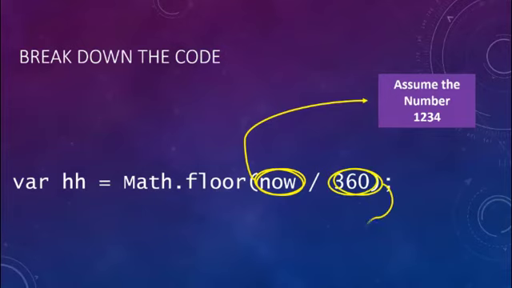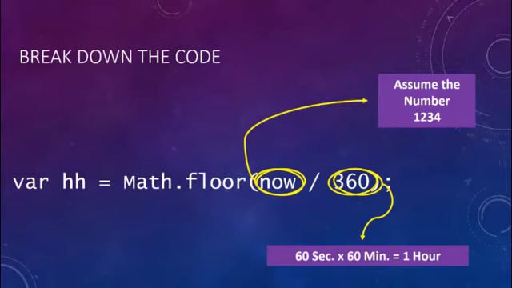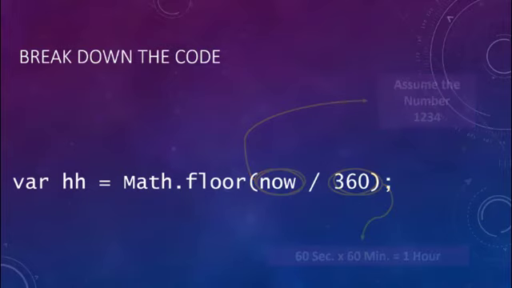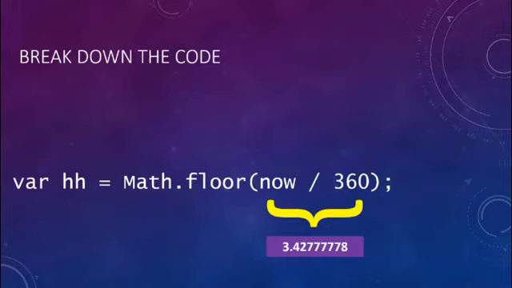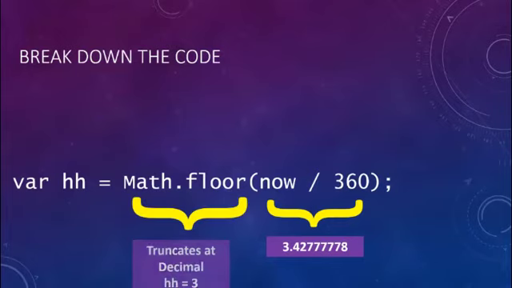Then we have this division, and we divide it by 3600 because we need to find out how many hours there are. 60 seconds times 60 minutes gives you 1 hour. So that's where the 3600 came from. If we take a look at now, 1234 divided by 3600 gives us a number like this, 0.342778. Then this Math.floor, as I mentioned in other tutorials, truncates or cuts off at the decimal point. You can see where the decimal point is after we do the division, and it just cuts it off. So after this code has been run, our HH is going to have a value of 0.